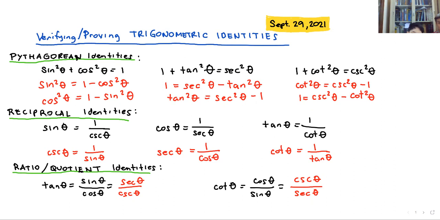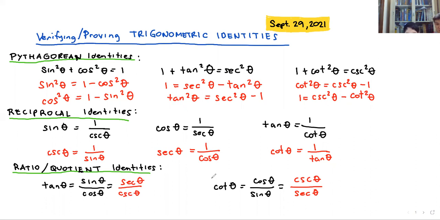Then we have the reciprocal identities. You just need to memorize the three basic reciprocal identities, and then you can use the rules for transposition to get the red ones, which are the derived identities. And also for the quotient identities, the basic ones are the ones in black. And here you can see that we can also say that tangent theta is equal to secant theta over cosecant theta.